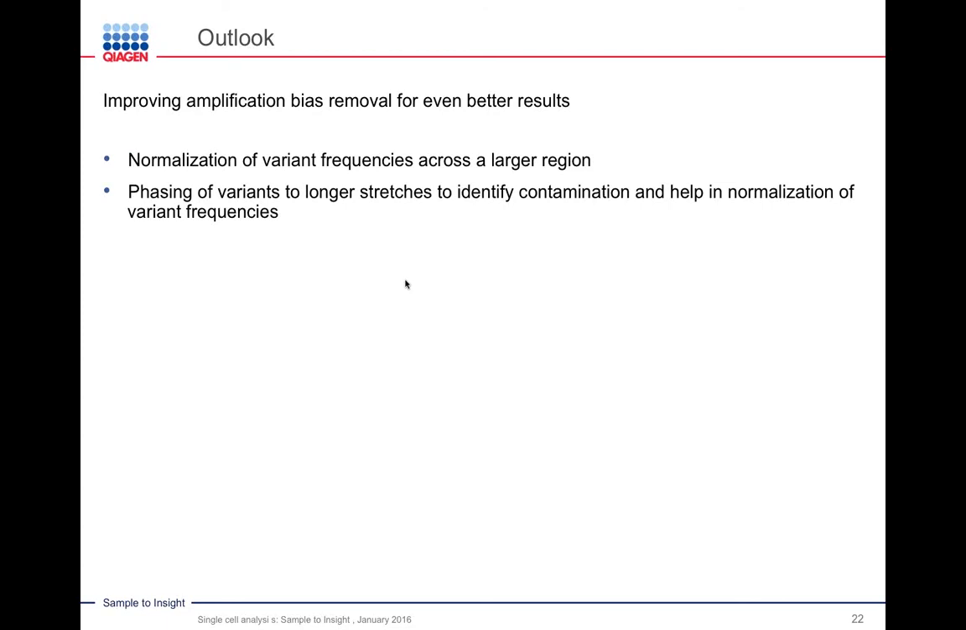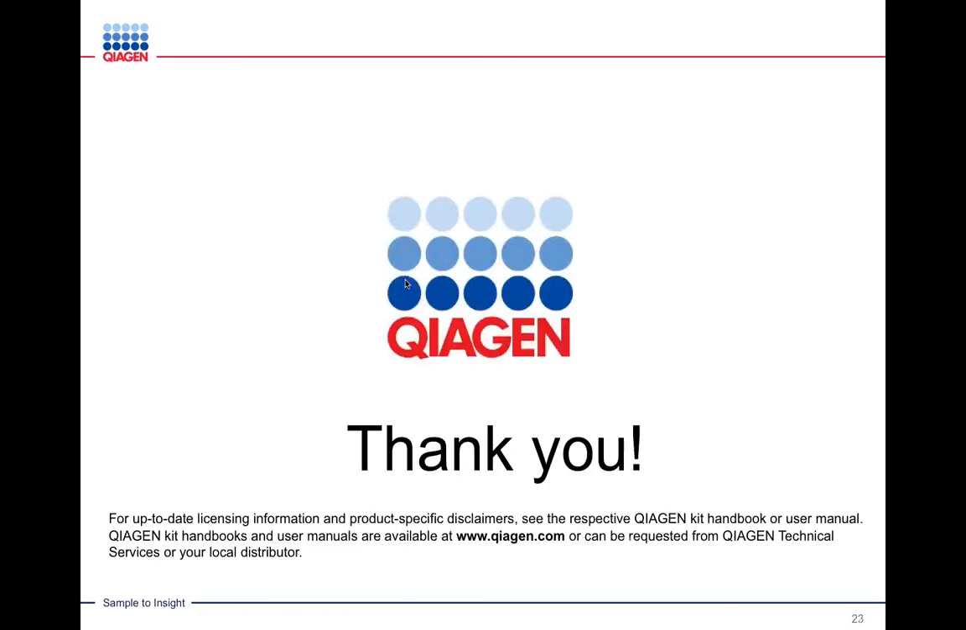So you will see that with using the RepliG kit, you're able to improve your amplification bias, get even better results, and you're able to normalize variant frequencies across a larger region, and you're able to eliminate bias of variants because of longer stretches, and able to identify contamination and help in normalization of variant frequencies.